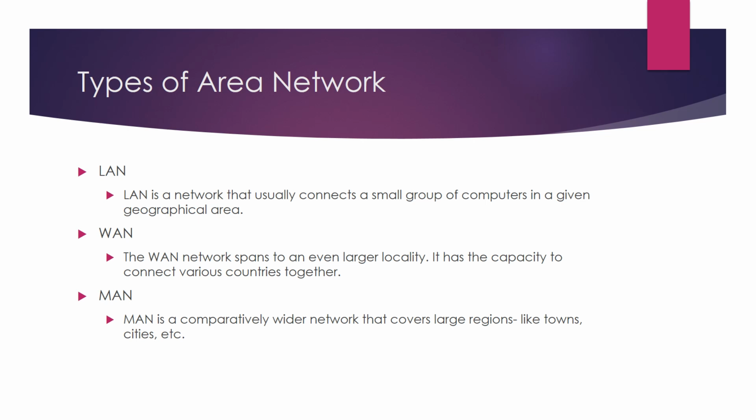Then there are some types of area network. By the way, there are three types of area networks: LAN, WAN, and MAN. LAN is a network that usually connects a small group of computers in a given geographical area, whereas a WAN is a network that spans an even larger locality. It has the capacity to connect various countries together. And on the other hand, MAN is a comparatively wider network that covers larger regions like towns, cities, etc.